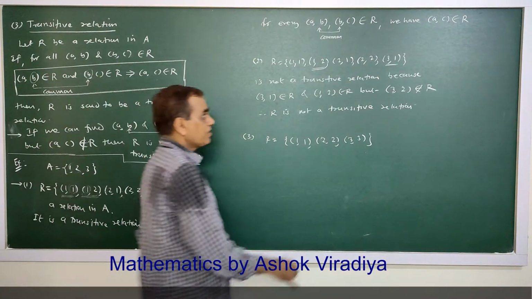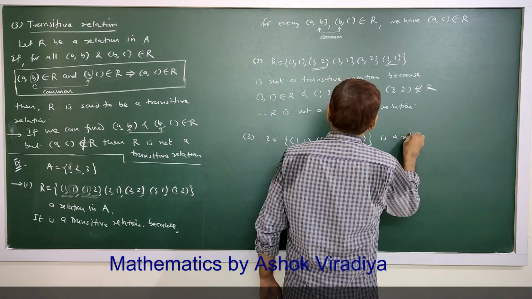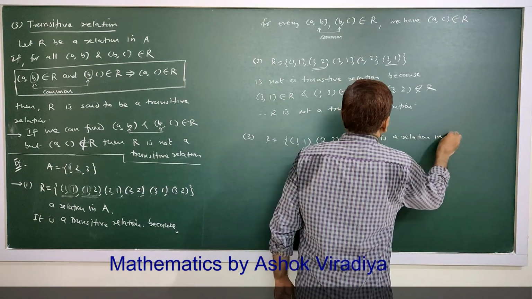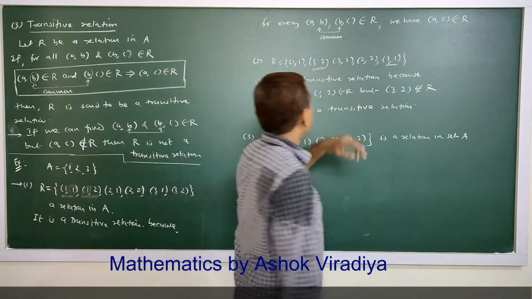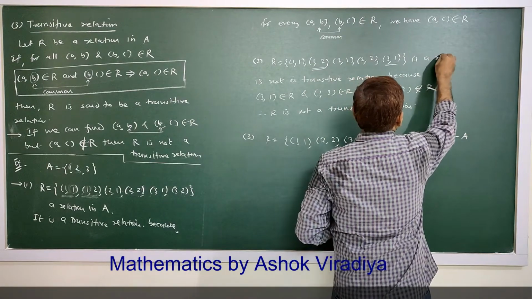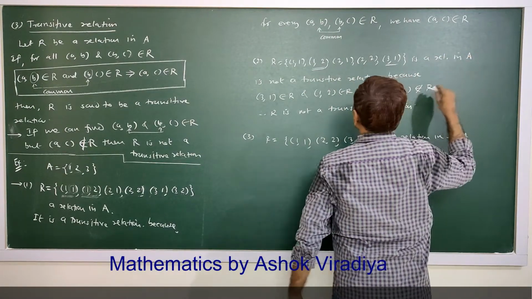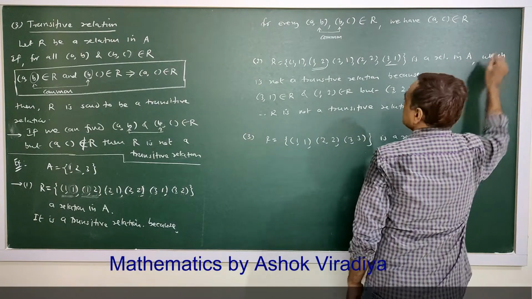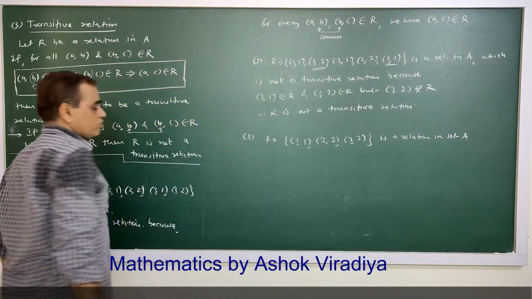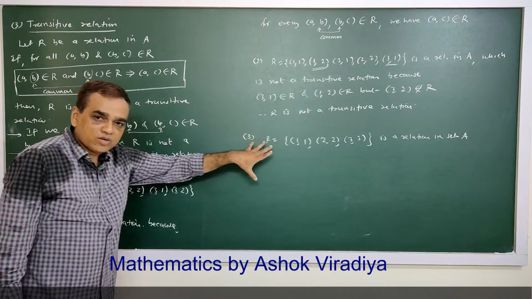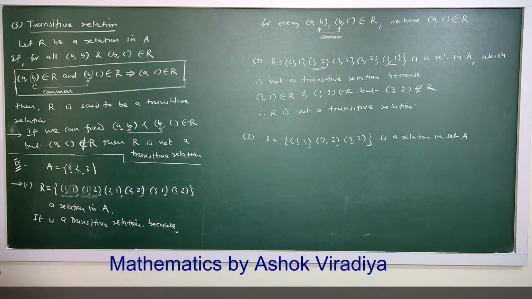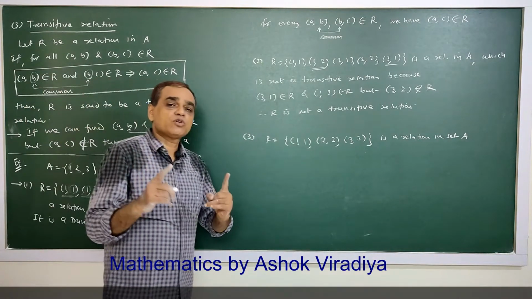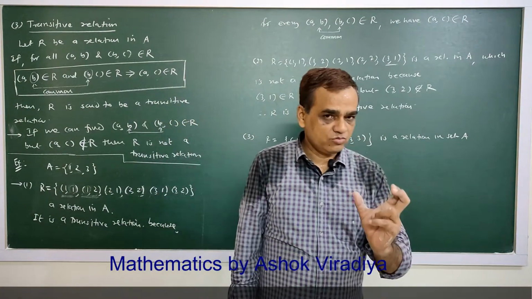It is a relation in set A. This was also a relation in set A, and this is not transitive. Here is one more relation in set A. It is a relation in set A. Now we check properties. First property was reflexive.